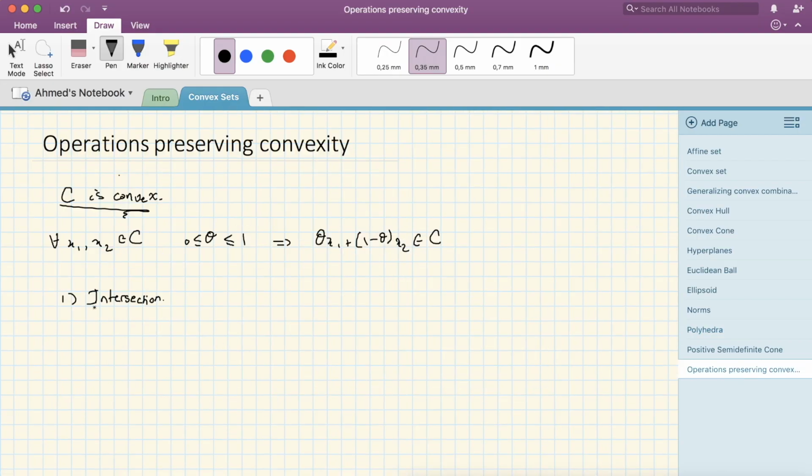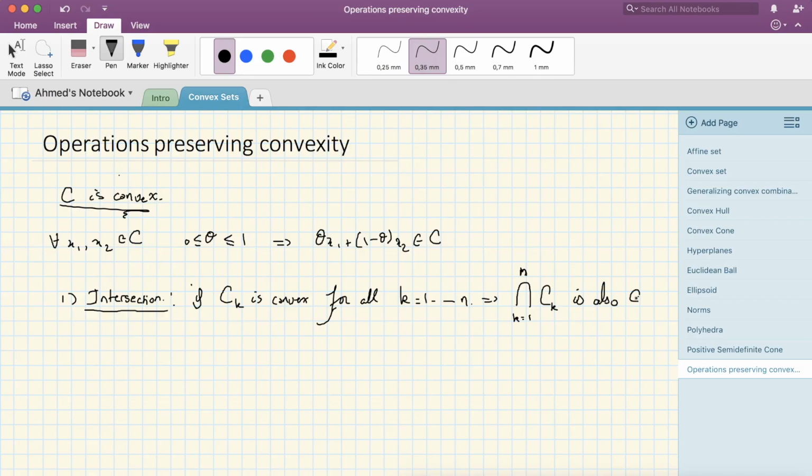So now we're going to see, so yeah, this has a proof. You can actually prove that if C_k is convex for all k going from 1 till n, then the intersection of all those convex sets is also what? Convex. So how do we prove that? Okay, so we assume that the hypothesis is true, and we go down to see how the intersection is convex.